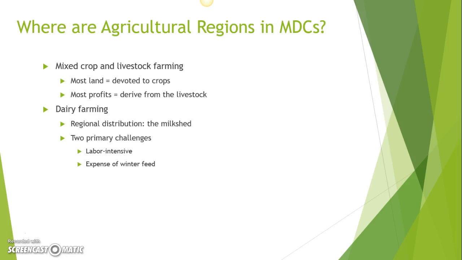And in those mixed crop and livestock farming operations, what you'll find is that most of the land is devoted to crops, but most of the profits derive from the livestock. And livestock, again, is any animal that's being sold essentially for meat production.